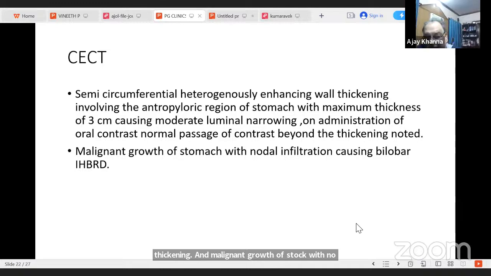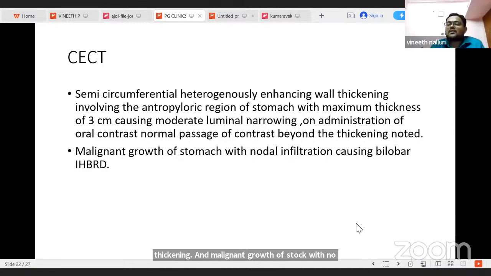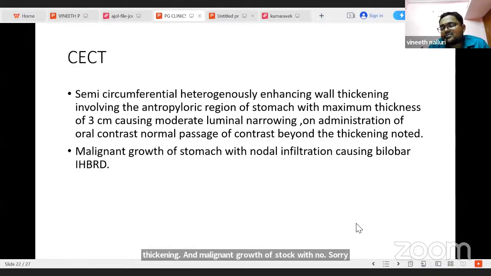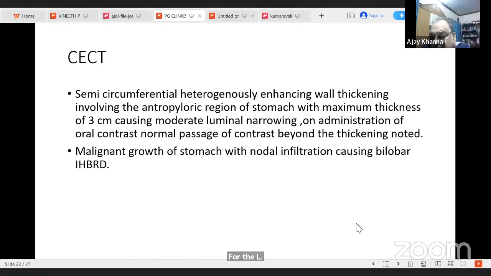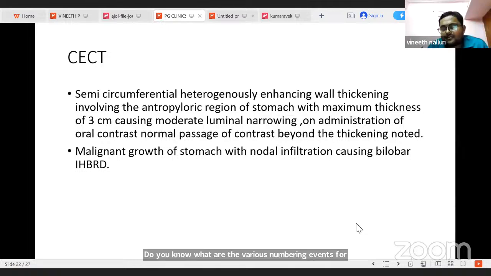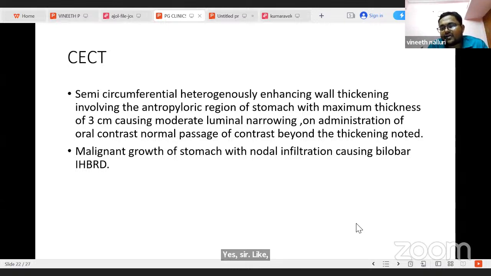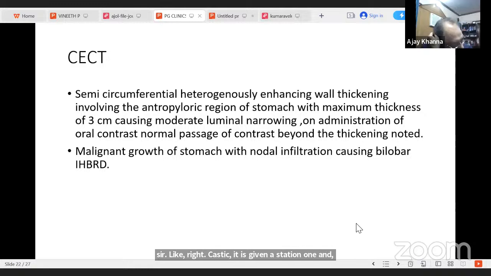Which lymph nodes are enlarged? Sir, the perigastric lymph nodes, then hilar lymph nodes, and pre-aortic lymph nodes are enlarged, sir. Do you know what the various numberings are for the various nodes in the stomach? Yes, sir. Like right gastric is given as station 1.